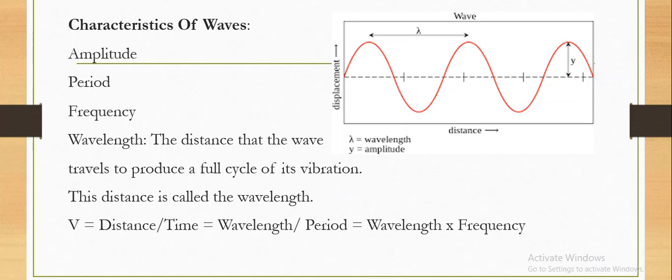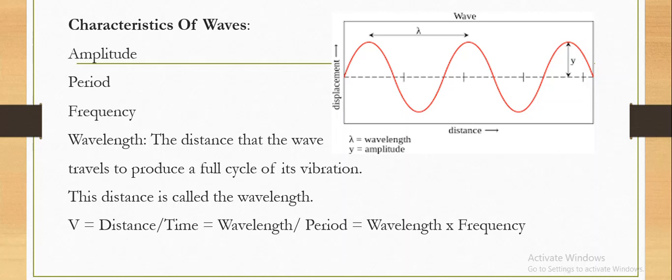Then what is the period? The period of the wave is basically the time period. It is denoted by T, which is the time required for one complete cycle of vibration to pass a given point. As the frequency of a wave increases, the time period of the wave decreases. The unit for time period is seconds. Mathematically, period is written as 1 by f, or 1 by frequency.